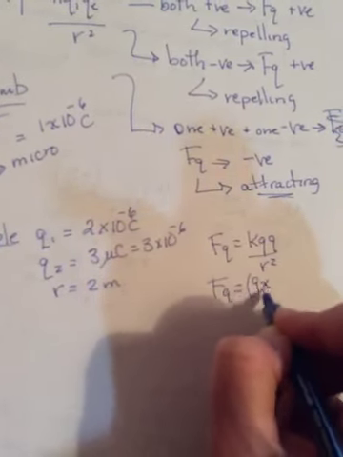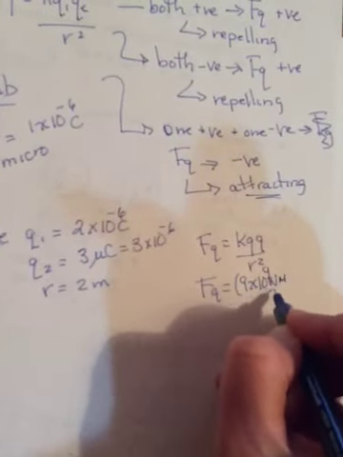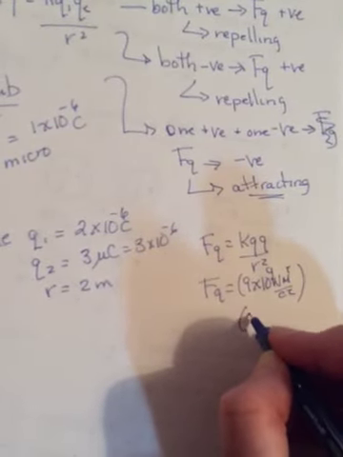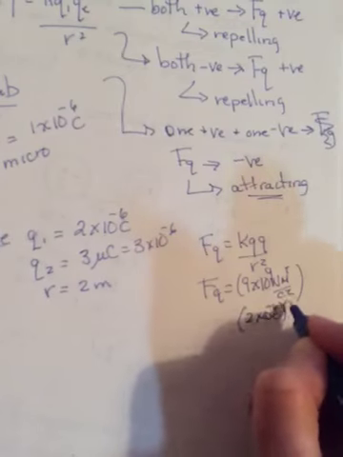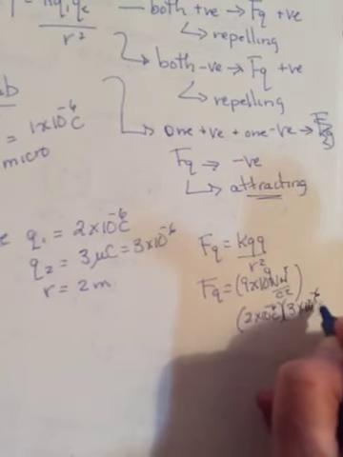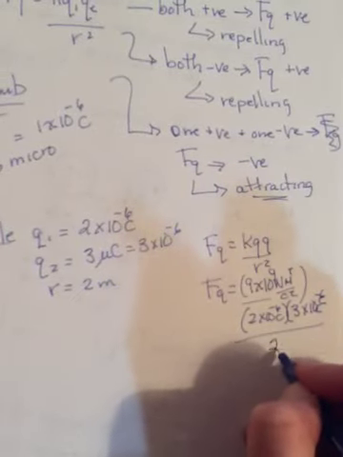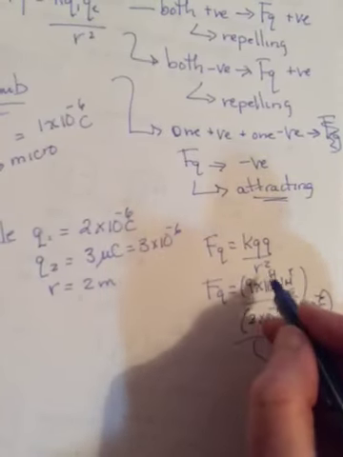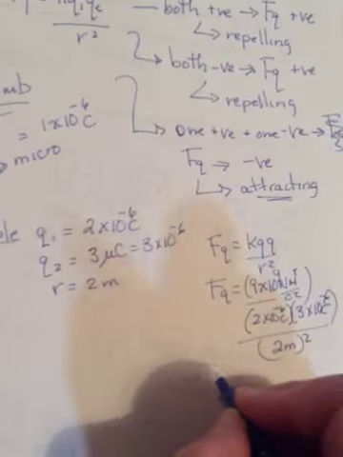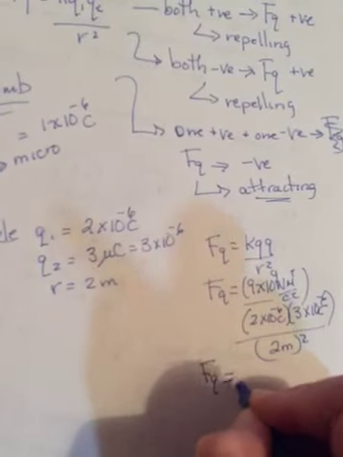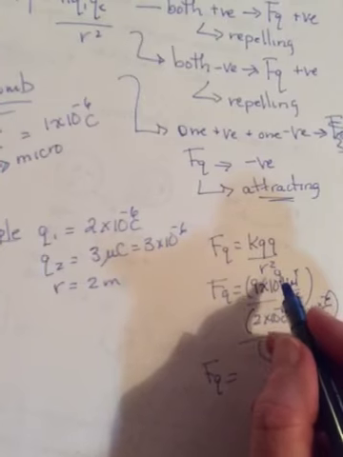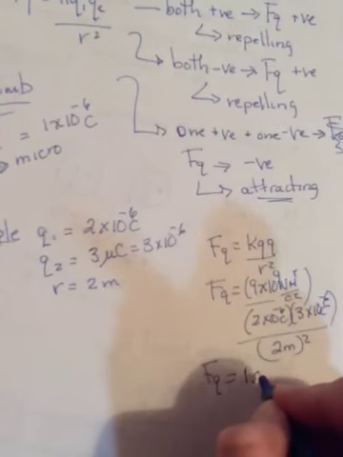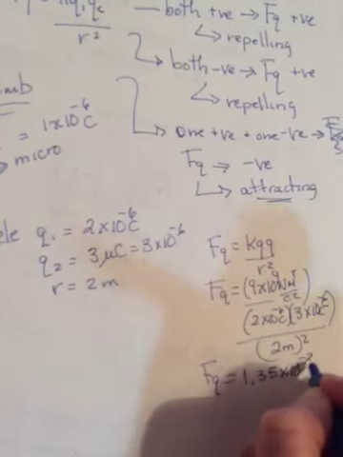FQ is equal to 9 times 10 to the 9th newton meters squared per coulomb squared, times 2 times 10 to the negative 6 coulombs, times 3 times 10 to the negative 6 coulombs, and this is all divided by 2 meters squared. So that's going to be 27 divided by 2, 13.5. And then where is the decimal? Negative 6, negative 12, negative 3, 13.5 to the negative 3. So I think it's going to be 1.35 times 10 to the negative 2 newtons.